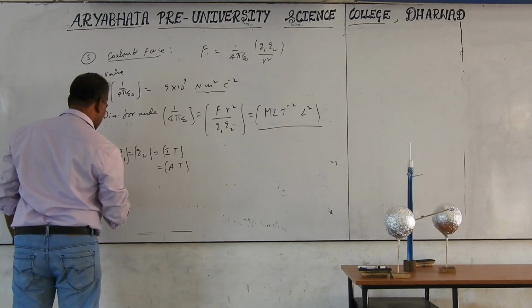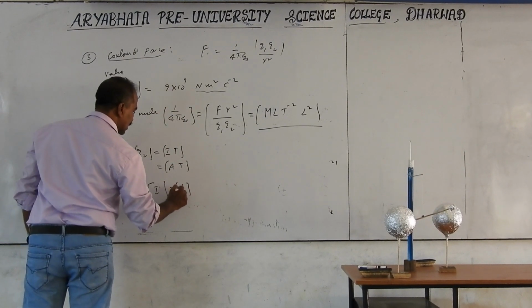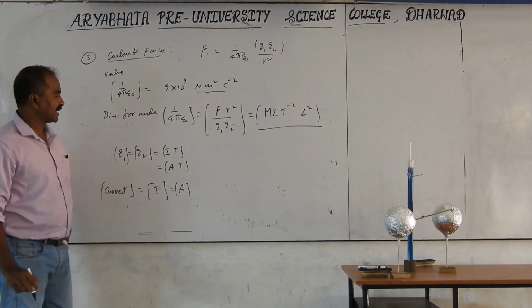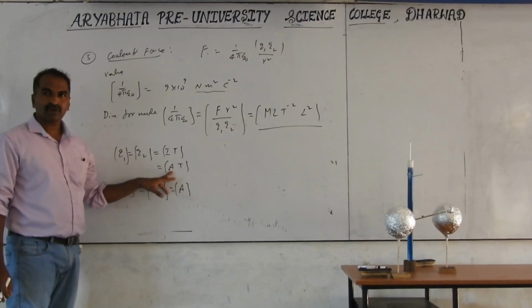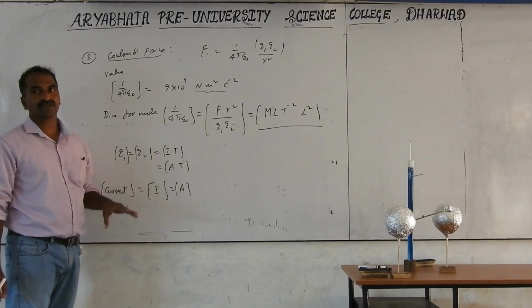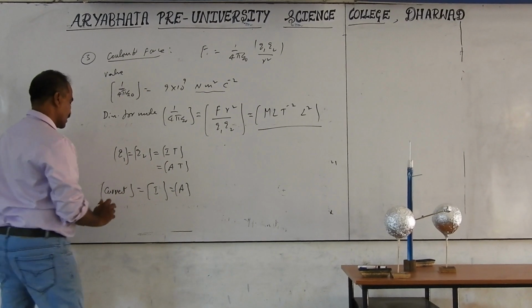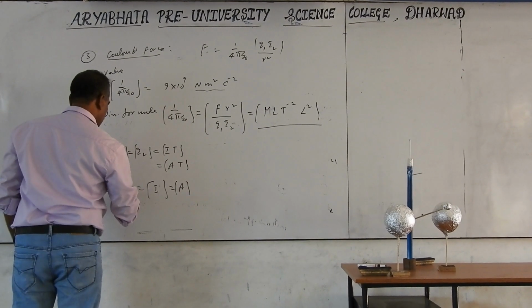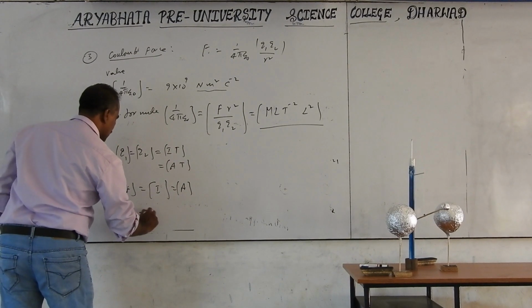Current dimension symbol is I, and can also be taken as A. In some books they mention I, in some books A. In your PU textbook, the symbol given is A, but it is not compulsory. In competitive exams they tell you I, so we must do it. I can be for current, A can also be the current dimension. And the time dimension symbol is T.